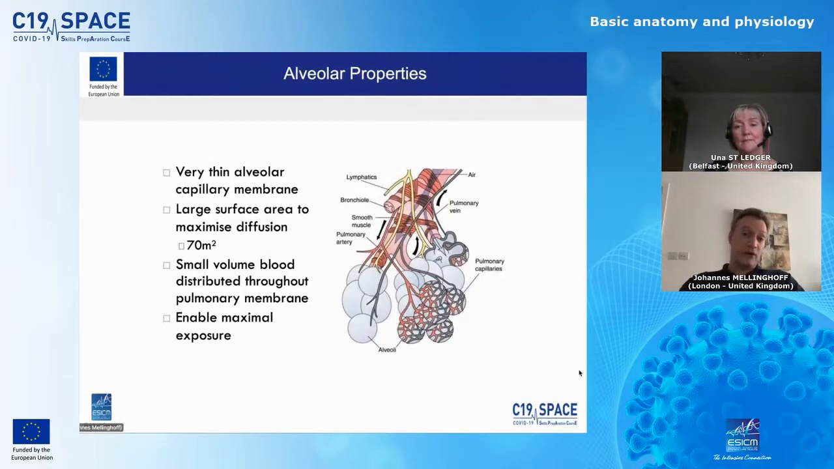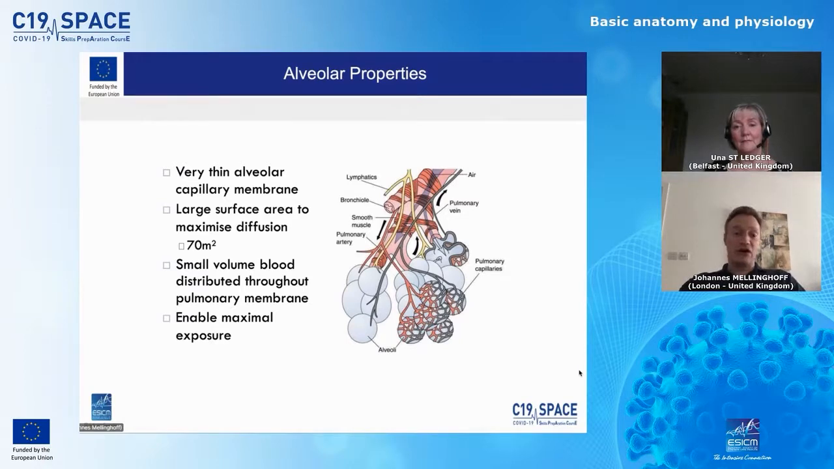Our alveoli, which are at the end of the lung tree, essentially have several properties that are quite unique. Obviously, they've got the capillary bed that surrounds them, where gas exchange takes place through diffusion, so from the air that is in the alveoli, down the pressure gradient into the capillary. And that happens because there is a very thin alveolar capillary membrane in which that can take place.